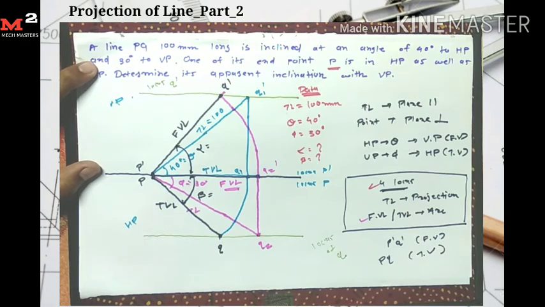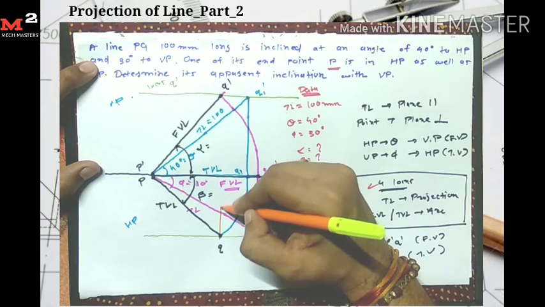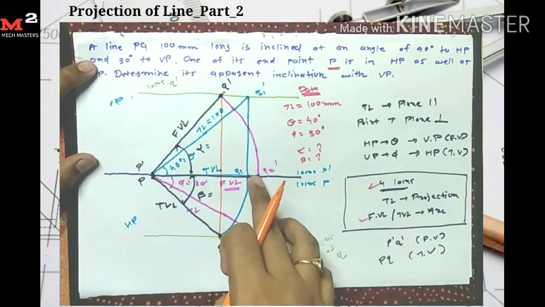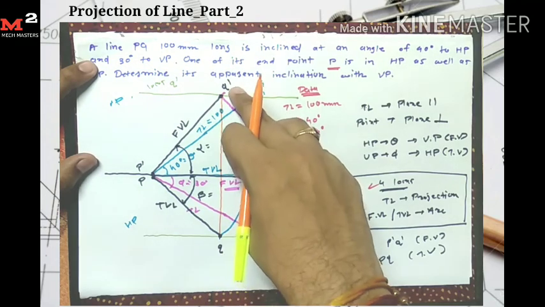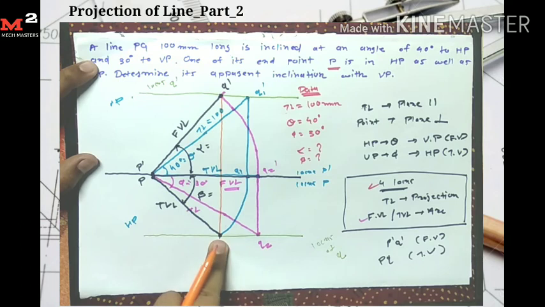Here one thing you see is that Q dash and Q are on the same vertical line. So we do not need to draw the arc from here. If I get the point Q dash, then I simply draw the vertical line which intersects the locus. So I easily get point Q.